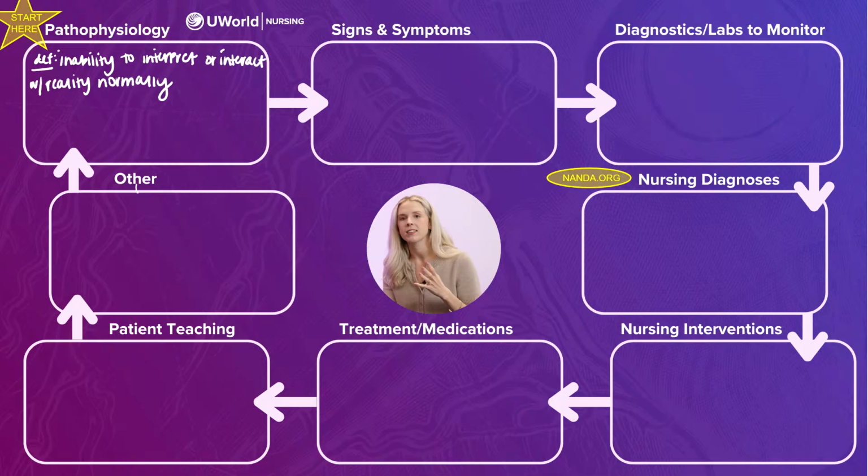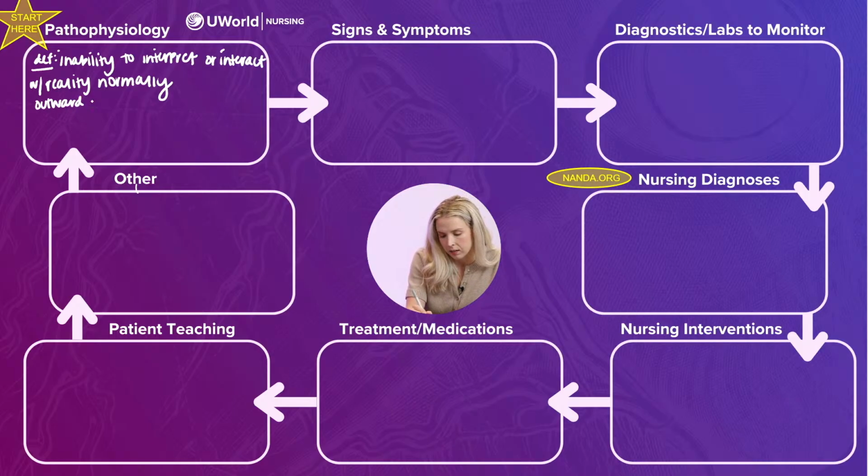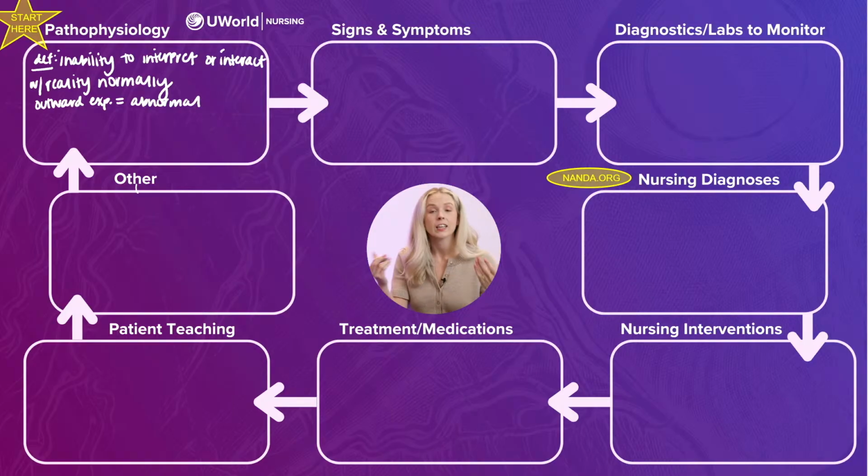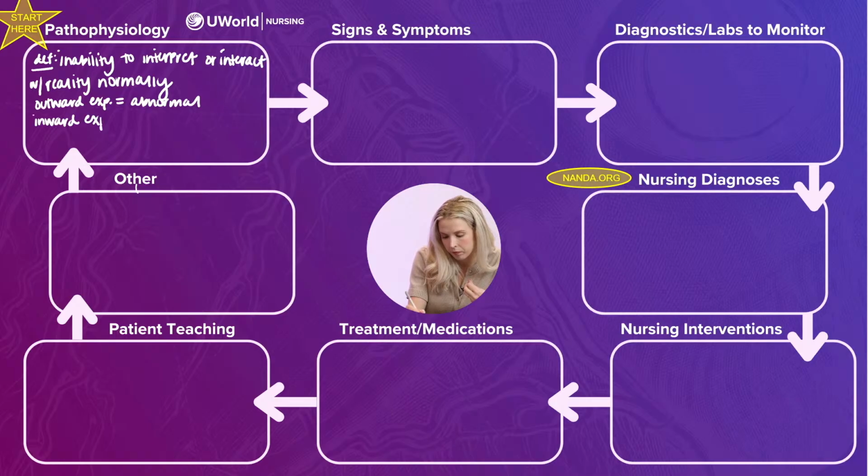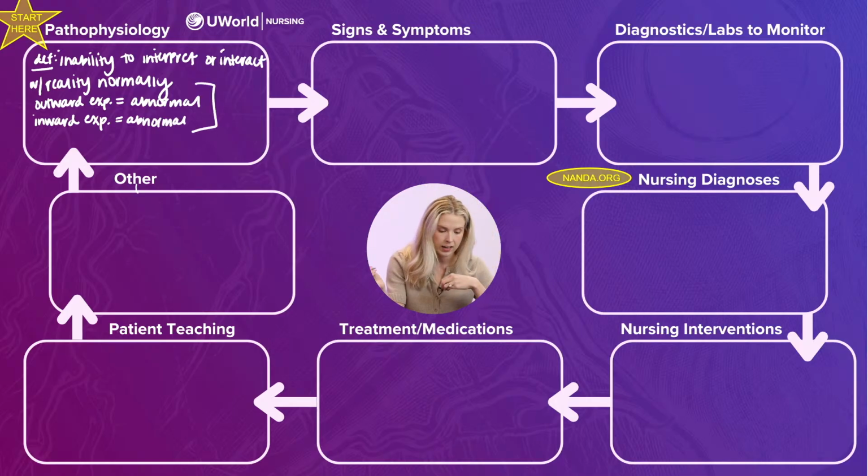But in this case, we're going to define schizophrenia as when a client is unable to interpret or interact with reality normally. So what this looks like is our outward expression is going to be abnormal. Another part of this is that our inward interpretation, how we interpret the things around us, the subliminal messaging, is also going to be abnormal. And when you combine these two things, what this looks like together is going to be abnormal emotional responses.